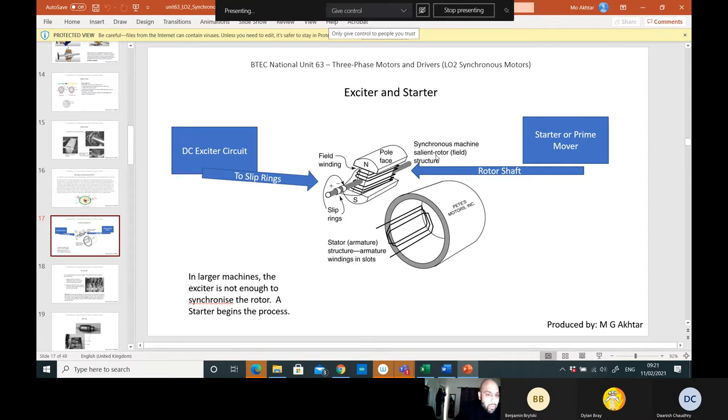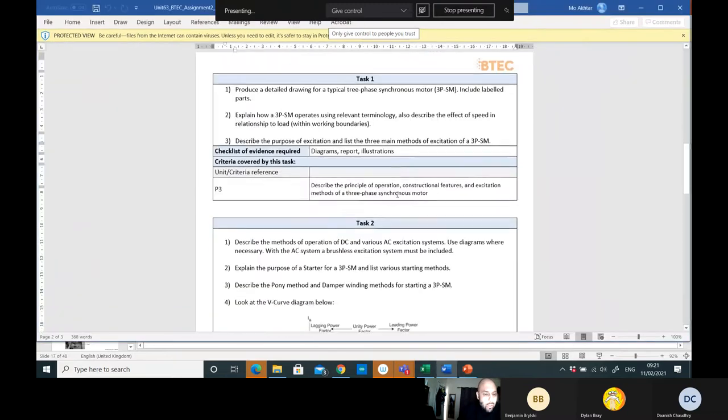So the thing with a synchronous motor, you need more equipment to get it to work, okay? But they are very efficient motors. So that's basically how it works. Now, there are different ways to start a motor and different ways you can excite it as well, which is what we're going to be doing in a bit, okay? So let's go back to PowerPoint.